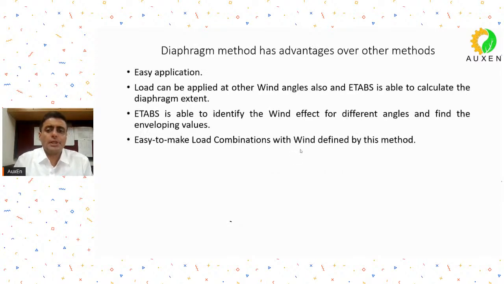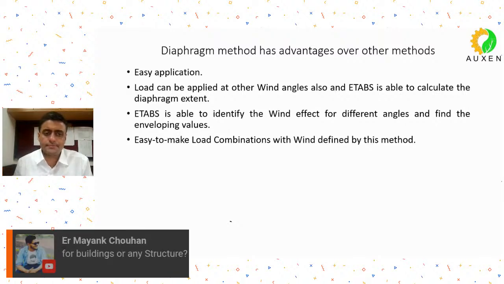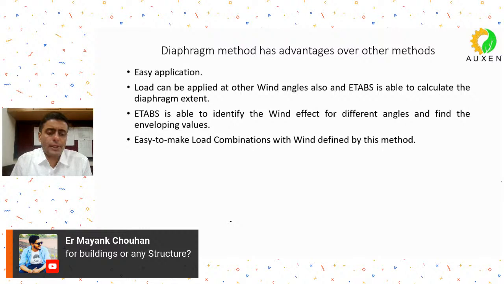Which method to use? What I want to say here is that this diaphragm method of wind load application has certain advantages over the other methods. And what are those advantages? Number one, it is easy to apply. You saw in the diaphragm assignment, we don't have to calculate anything manually. You don't have to first calculate and then assign on the members. That is time consuming. So it's an easy application.